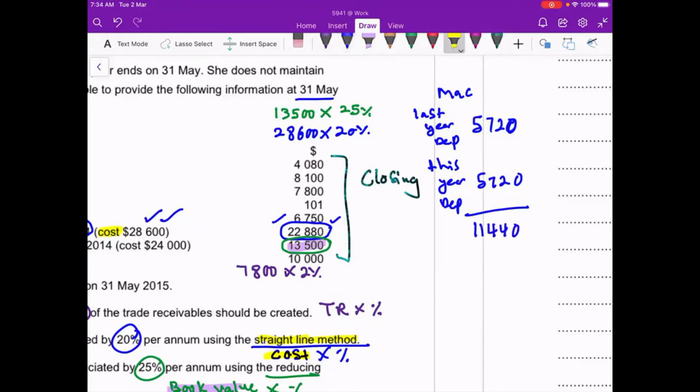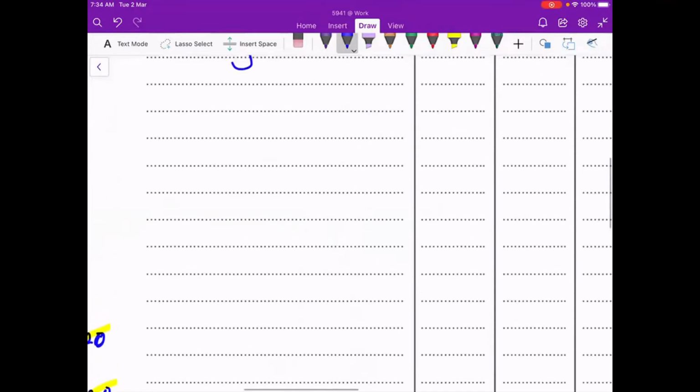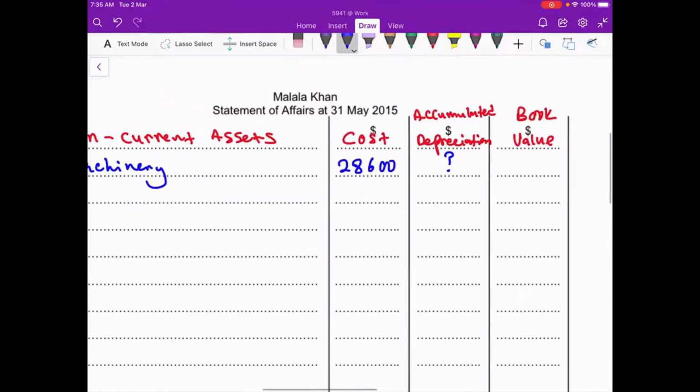Okay, total up, the accumulated depreciation for now is 11,440. We calculate last year's plus this year's, and we get the total accumulated depreciation. The accumulated depreciation as at now is 11,440. So now I take 28,600, which is my cost, minus my accumulated depreciation to date, 11,440. We will get 17,160. That's my book value.